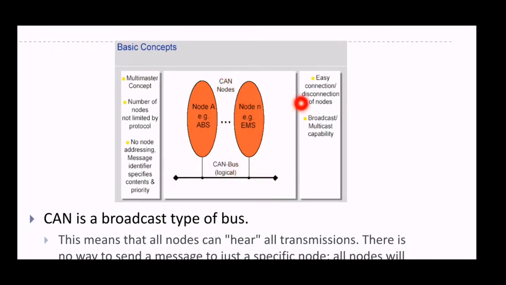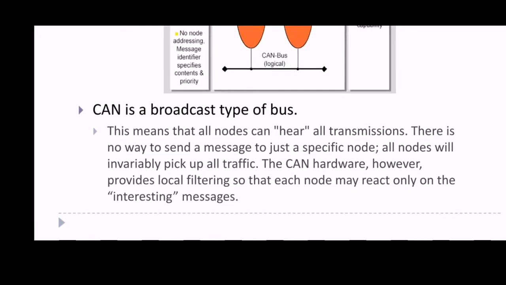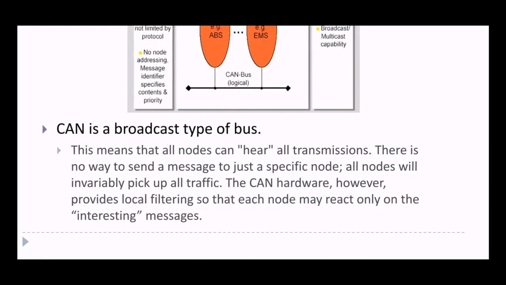The termination will be a resistor. Connection and disconnection of nodes, broadcast and multicast. So these are all just concepts of CAN. So here we can see CAN is a broadcast type of bus.